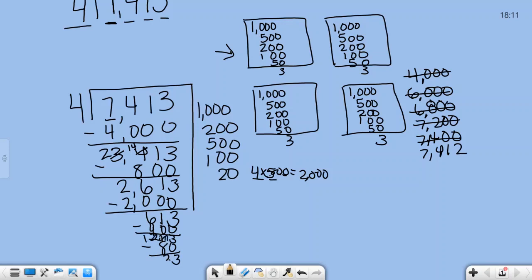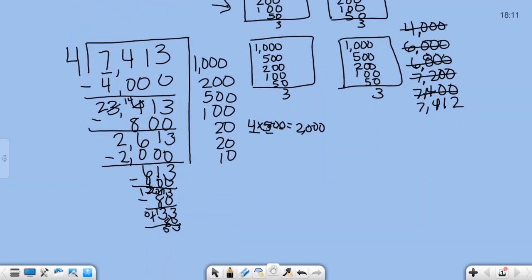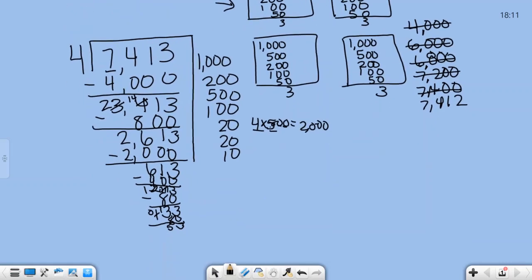11, 10, 9, 8. 133, I can do another 80. Okay, now I have 53, so I can do 10. Gotta move it up again. So that is 13. Now I can do my 3. 4 times 3 is 12. There's my 1 remainder.